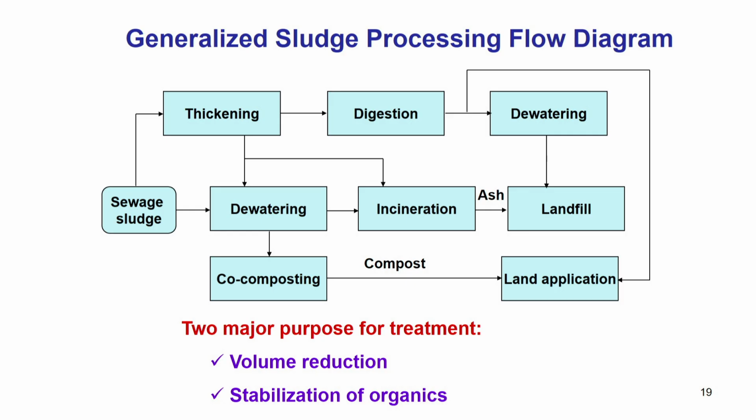And after dewatering we can make the sludge liftable. Normally it is considered that after dewatering the sludge becomes liftable, when the sludge moisture content is reduced to somewhere around 70 to 80% or so. And then the ash has to be landfilled, or we can go for land application, composting, co-composting; we can mix it with municipal solid waste and all. So there is a combination of processes which can be used for sludge processing. Two major purposes are volume reduction and stabilization of organics.